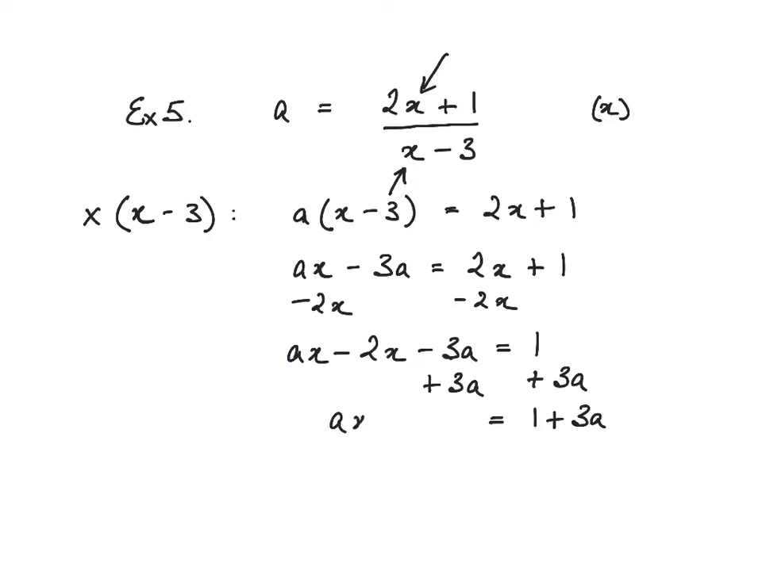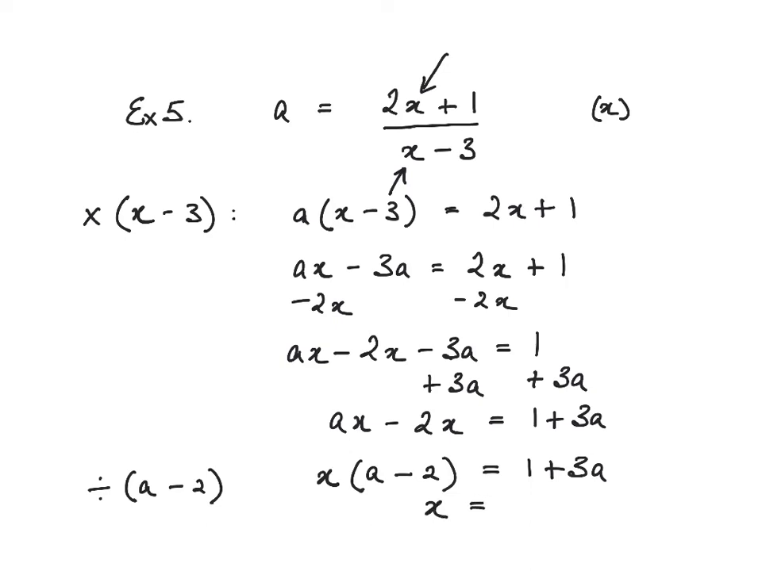Now, how do we get one x term where previously we had 2? I'm going to take out a common factor. And the last thing to do is to get rid of the bracket. So x then, when I say get rid of the bracket, I mean get the x on its own. x equals (1 plus 3a) over (a minus 2).